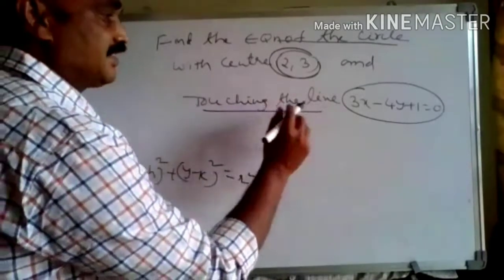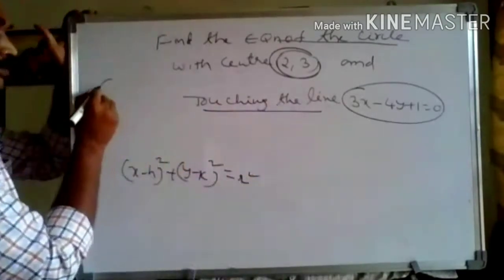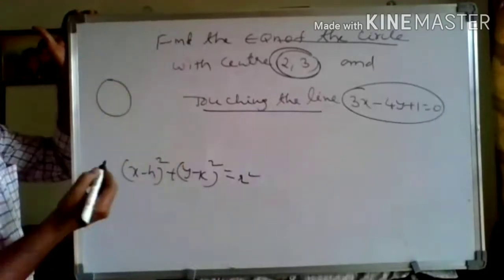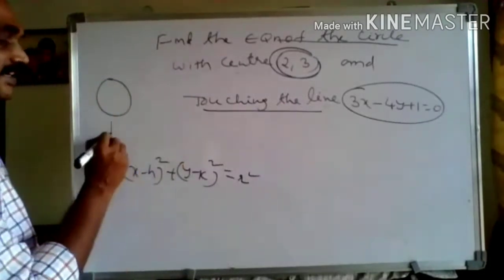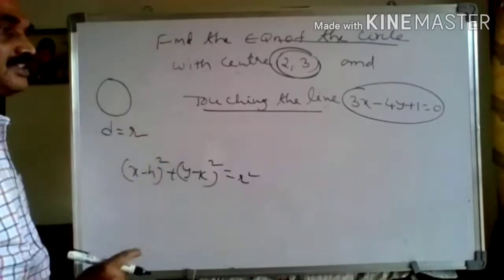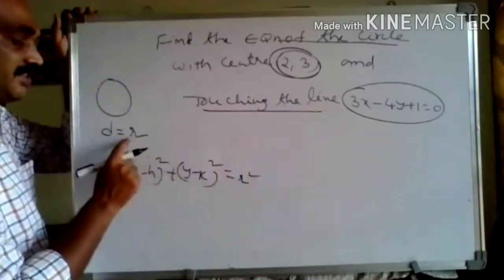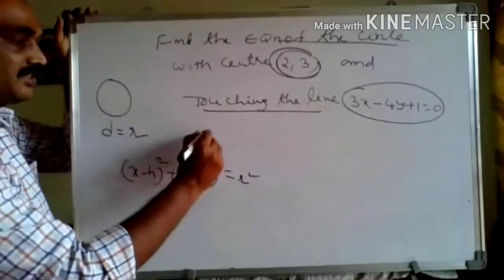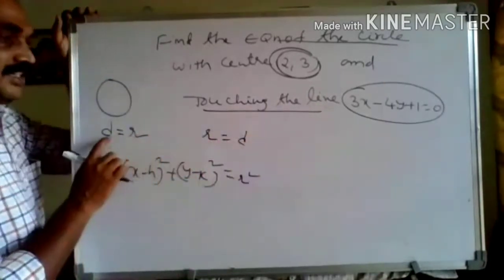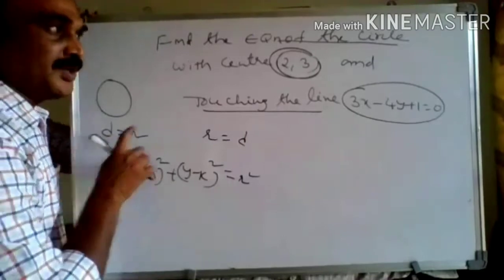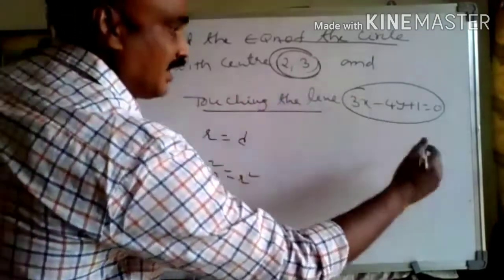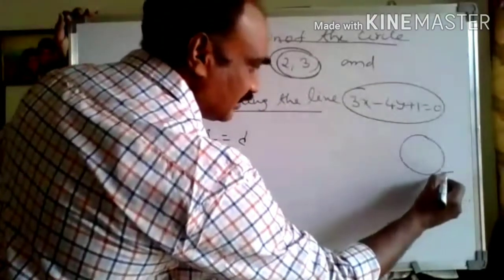Here, touching the line. In previous class, touching the line means tangent. So tangent condition is formula D is equal to R. R is equal to D. What is D? D is equal to perpendicular distance from center to the line.